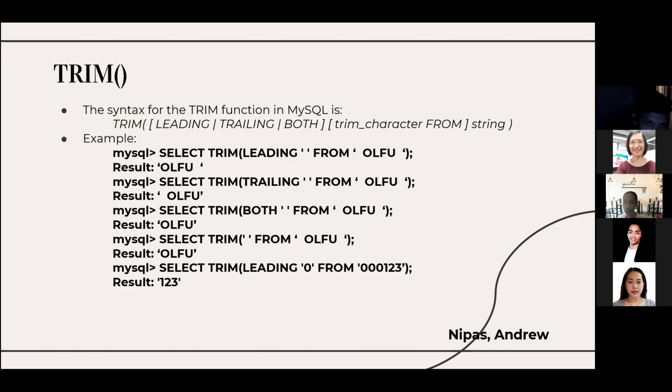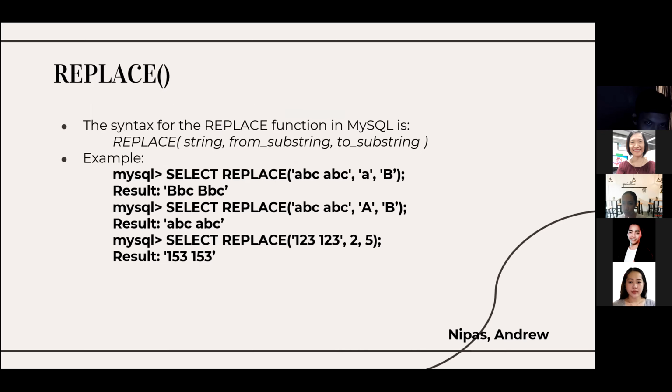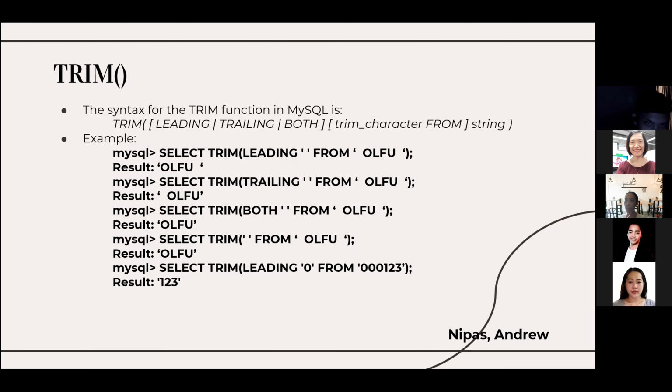Then next slide. Also, I will add in the last example, trim leading 0, which means it will remove the 0 characters from the given string. So there are 0, 0, 1, 2, 3 characters in the string. Then the result will be 1, 2, 3.